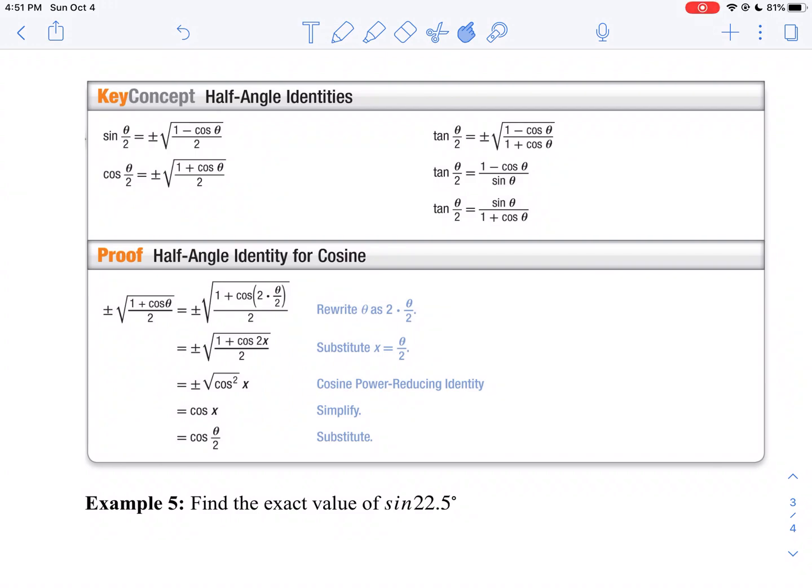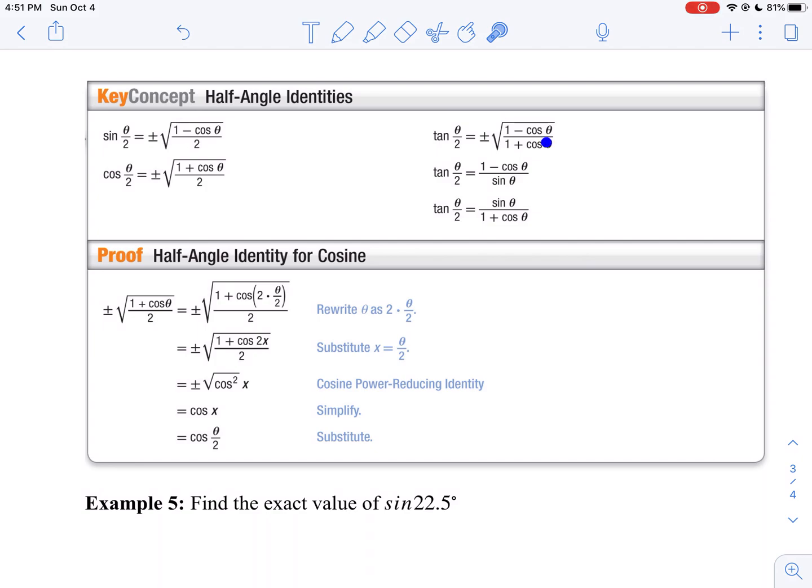In the next part of our seminar, we're going to be looking at half-angle identities. So the sine of theta over 2 is plus or minus the square root of 1 minus cosine theta all over 2. And the plus or minus is because it depends what quadrant you're in. Cosine theta over 2 is plus or minus the square root of 1 plus cosine theta all over 2. Notice it's kind of like our power reducing, isn't it?